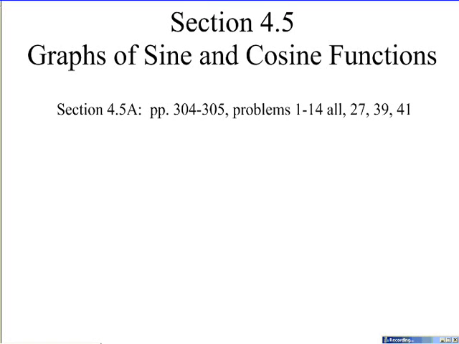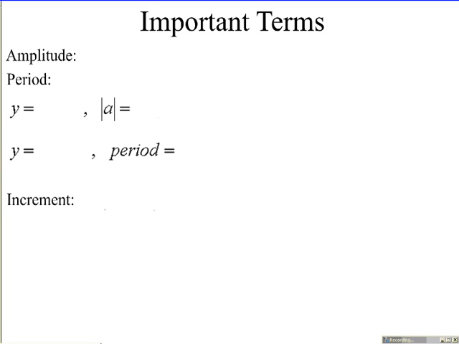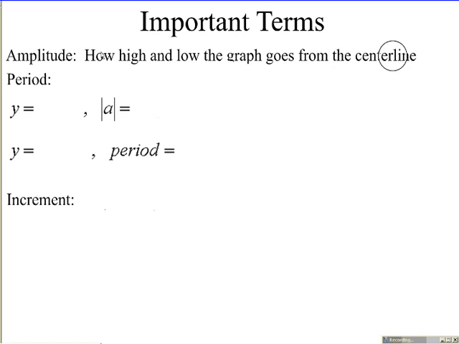Section 4.5, graphs of sine and cosine functions. Some basic terms that you are going to need to know and know how to identify from the graphs or from the equations of trig functions. First thing is the amplitude. The amplitude tells you how high or how low the graph goes from the center line.